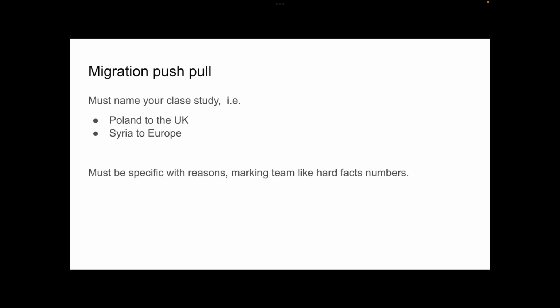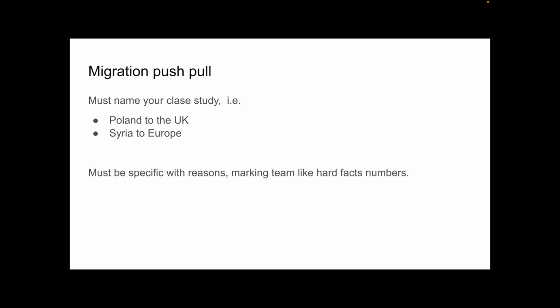Okay, and finally for migration, one of the key things is you must name your case study, and every single past paper question that we have allows you to choose. So I'm not saying only focus on one case study, but they generally always say for a migration you have studied, so you can pick. So you would do either Poland to the UK or Syria to Europe. Now they talk about in the question, give reasons for this migration, and that's the push-pull factors.